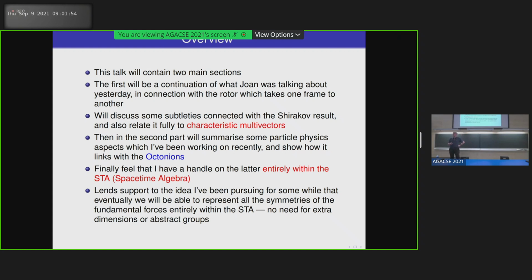I've been interested in the octonions over many years. I really haven't got very far with them until recently. And I finally feel that I do have a handle on the latter entirely within the space-time algebra. And it lends support to the idea I've been pursuing for some while that eventually we'll be able to represent all the symmetries of the fundamental forces entirely within the space-time algebra. No need for extra dimensions or abstract proofs.